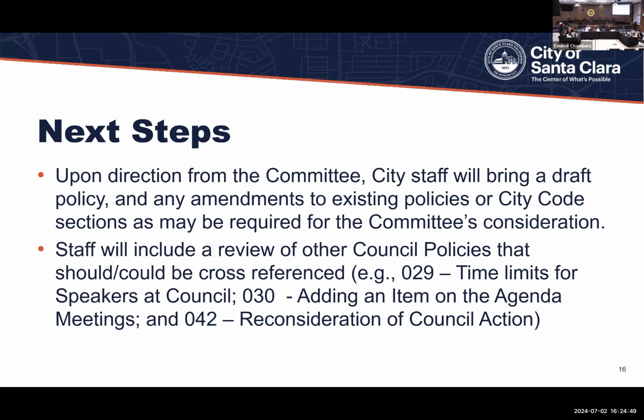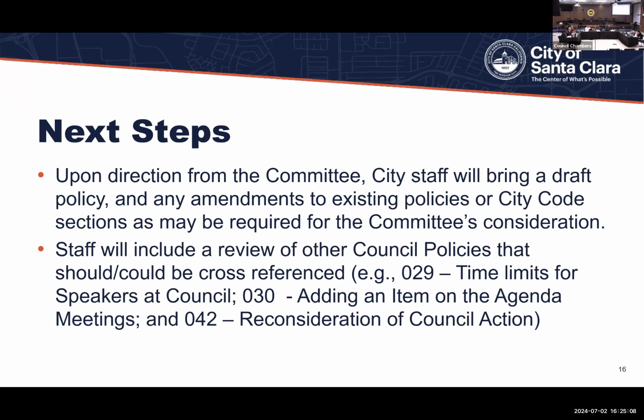Milpitas has public presentations, though a lot of them call it public comment. Milpitas has that at the beginning of the agenda after the ceremonial items, but before consent and general business. They don't have any particular time limits or structure on that. It's all managed by the presiding officer.